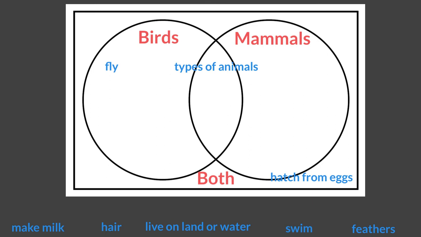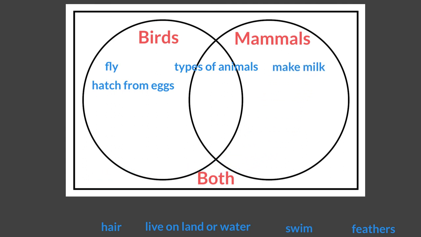Our next detail says hatch from eggs. Do birds hatch from eggs? Do mammals hatch from eggs? Or do both birds and mammals hatch from eggs? If you said birds hatch from eggs, you've got it. Let's look at our next detail. This one says make milk. Which animal group makes milk? Birds, mammals, or both? If you said mammals make milk, you got it.